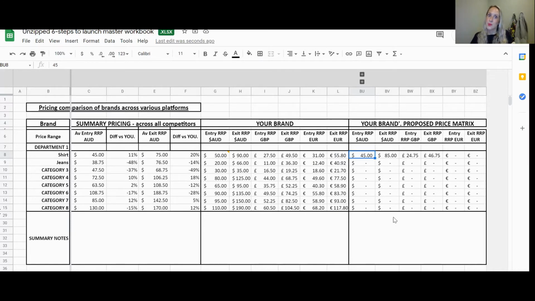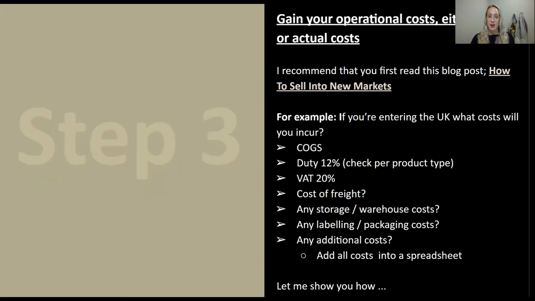Great, so that's step 2 complete. So now you have a comparison. You know an entry and exit price point. You know you are competitive by category in your fashion brand. Step 3 is to gain your operational costs. So it's either going to be quotes if you're a startup, you haven't launched yet, or it's going to be actual costs if you're a fashion brand. And this is now where we're going to progress into checking if you're profitable.